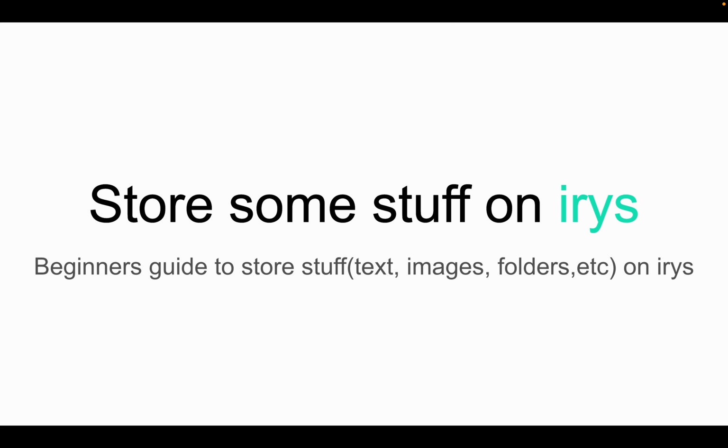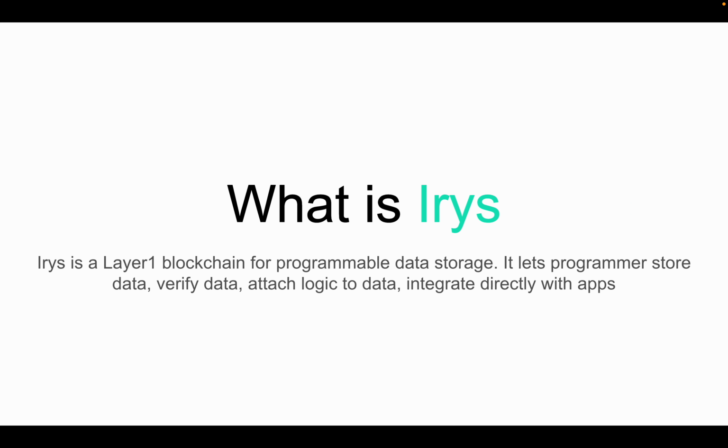Well, today we'll be talking about Irys and specifically how to store some stuff on Irys. This is officially a beginner's guide to store stuff on Irys: text, images, folders, etc. But what is Irys? Irys is a layer 1 blockchain for programmable data storage. It lets programmers store data, verify data, attach logic to data, and integrate that data directly into the apps.